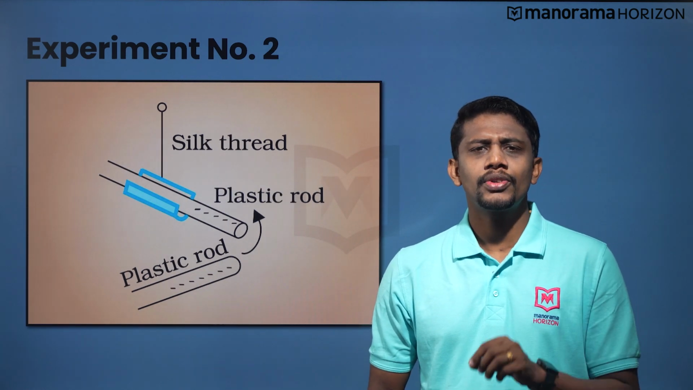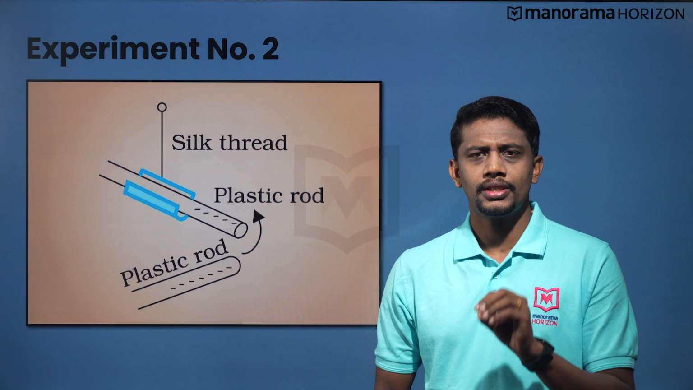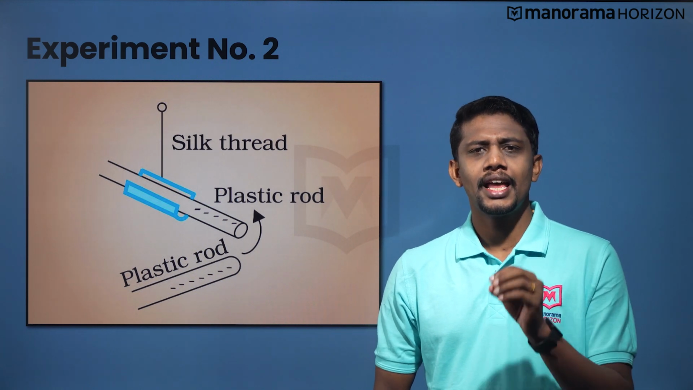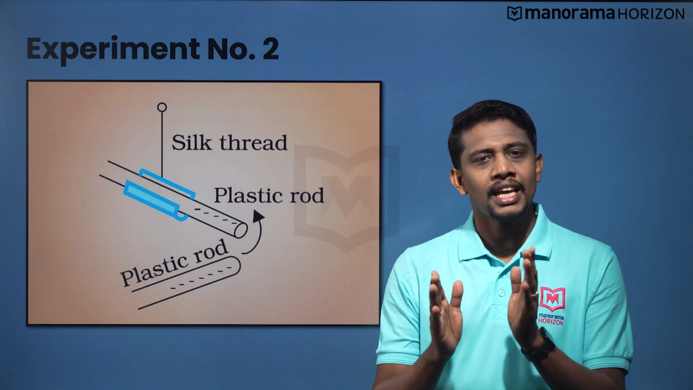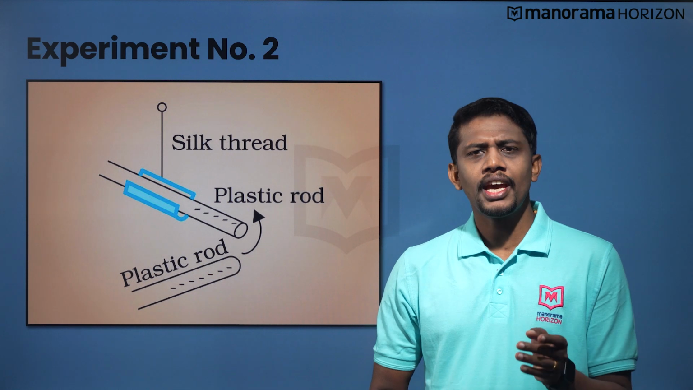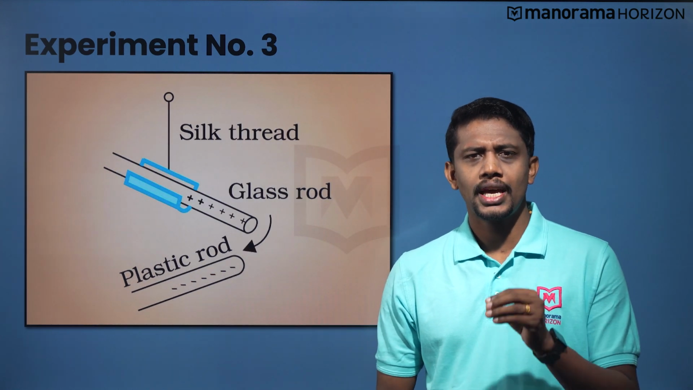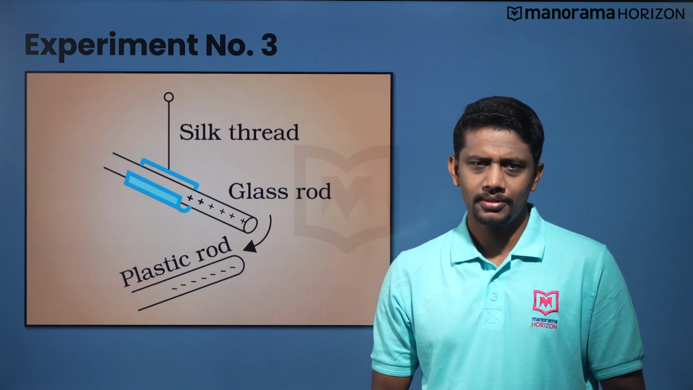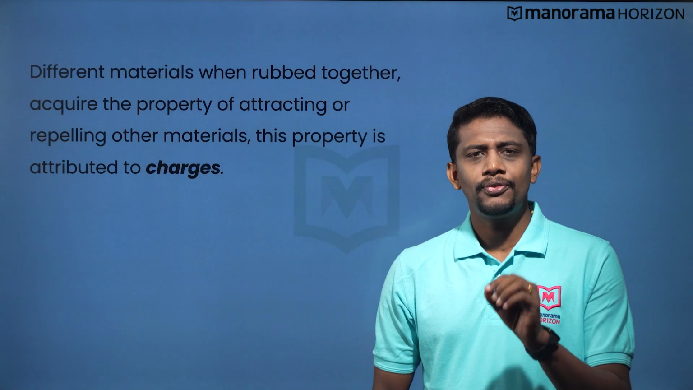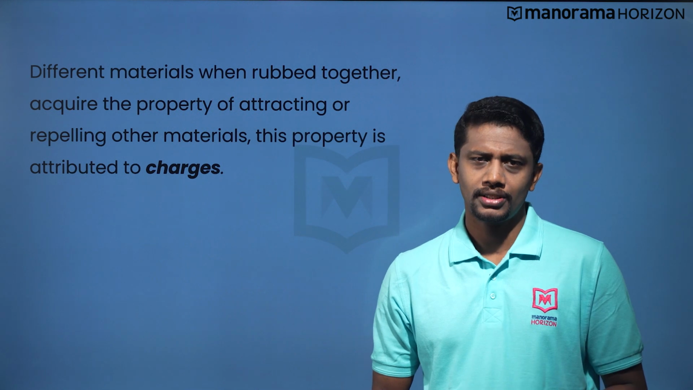Replace the glass rod with a plastic rod rubbed on cotton, and you see that the glass and plastic start attracting each other. We can interchange the positions of these rods and we still get the same results. This means that different materials, when rubbed together, acquire a property of repelling or attracting certain objects.